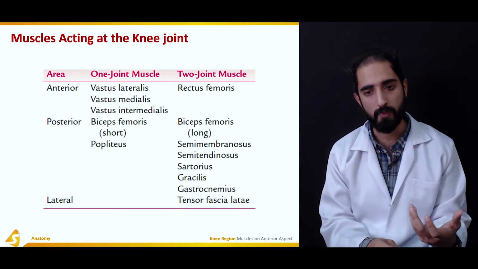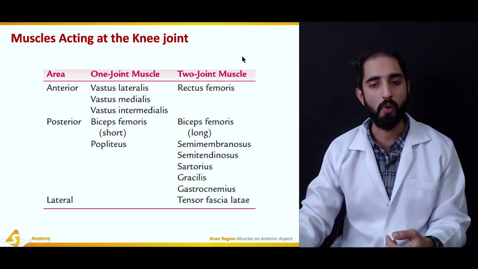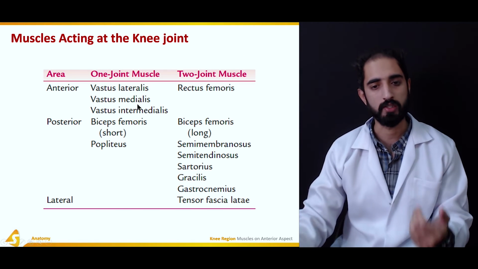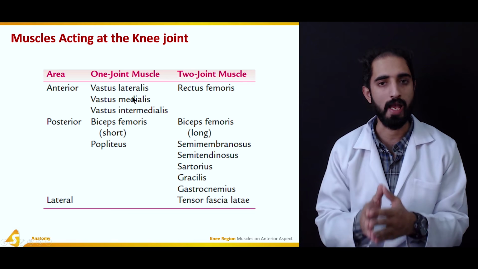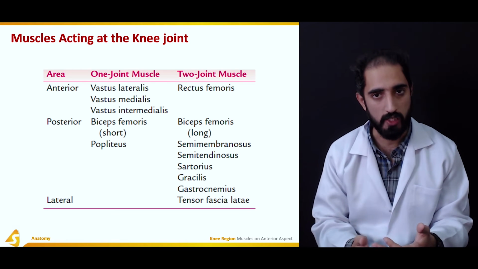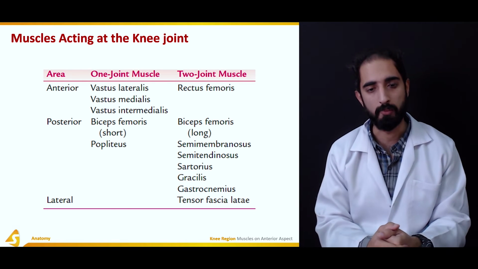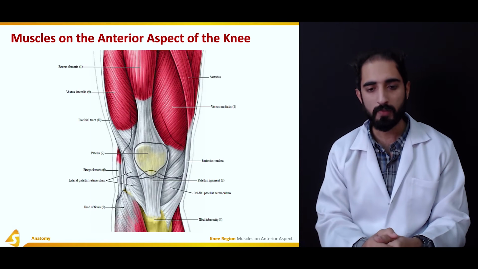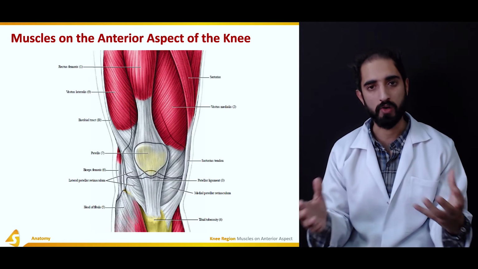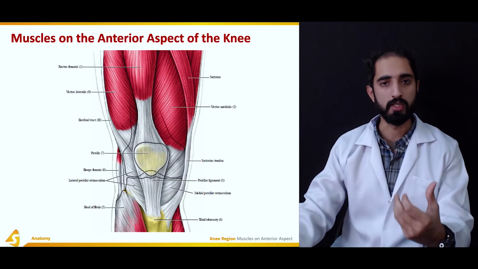Specifically, rectus femoris acts both on the hip as well as the knee joint, whereas vastus lateralis, medialis, and intermedius only act as knee extensors. Rectus femoris acts as a knee extensor as well, but it also acts as a hip flexor. Here in this figure, we can visualize all of the components of the quadriceps group of muscles, and it is very easy to understand.